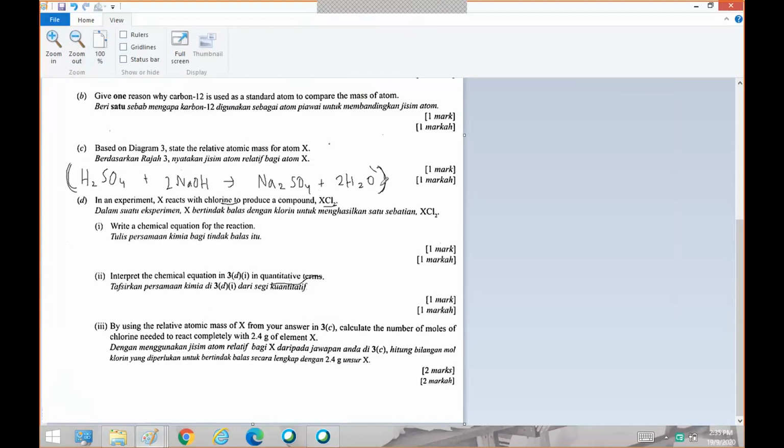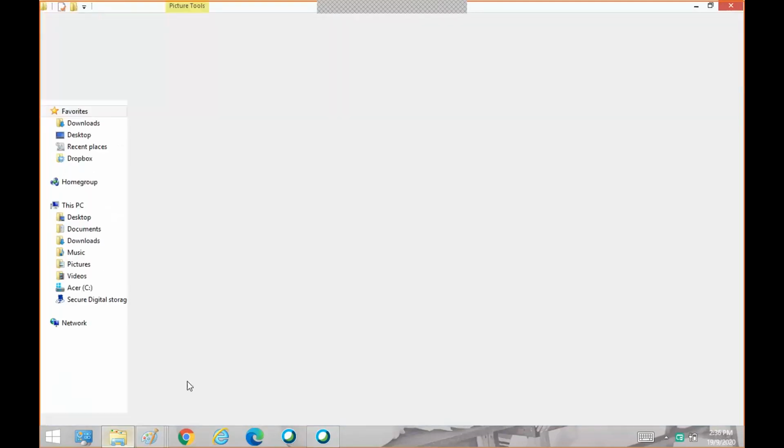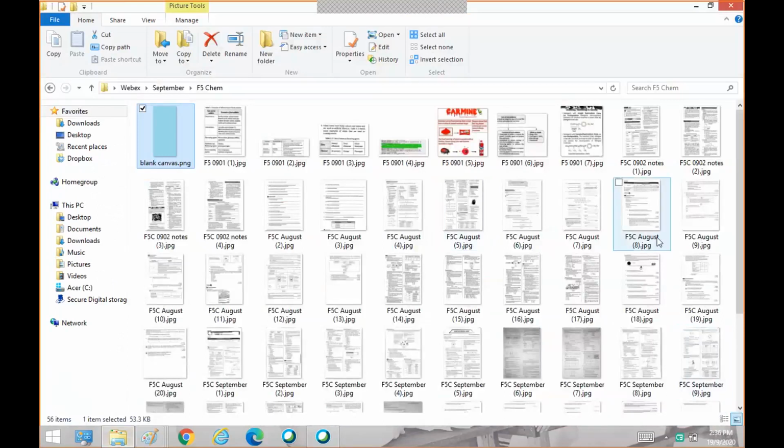And finally, the relative atomic mass of X, calculate the number of moles of chlorine needed. Should I help you guys with this? But that would mean spoiling the answers. Well, you know what? Let's look at the next page. That's page 18. So we can go to page 19 here.